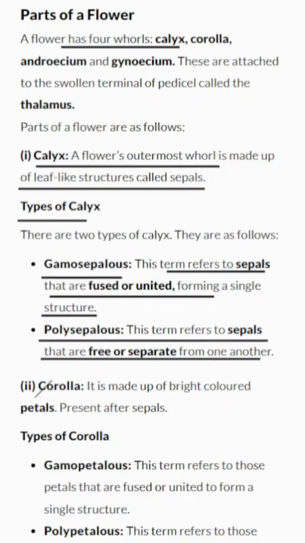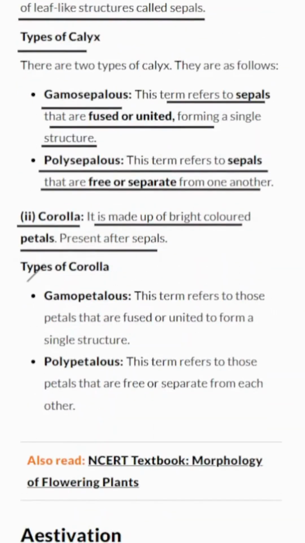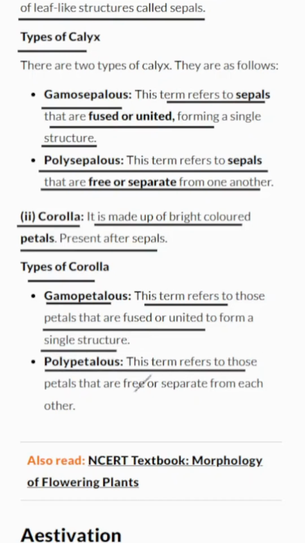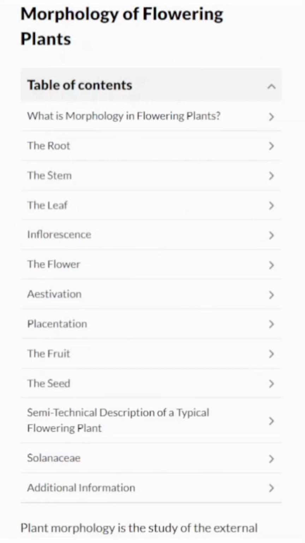Located just after the sepals, the corolla is made up of bright and colorful petals. There are also two types of corolla. Gamopetalous, petals that are fused or united to form a single structure. Polypetalous, petals that are free or separate from each other. And there you have it, the intricate world of flowers, with their diverse forms, symmetries, and unique structures.